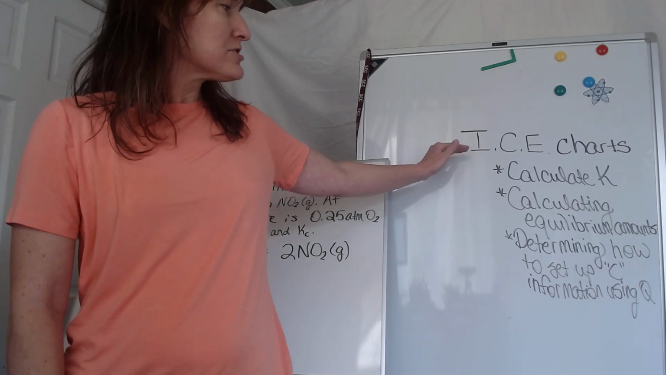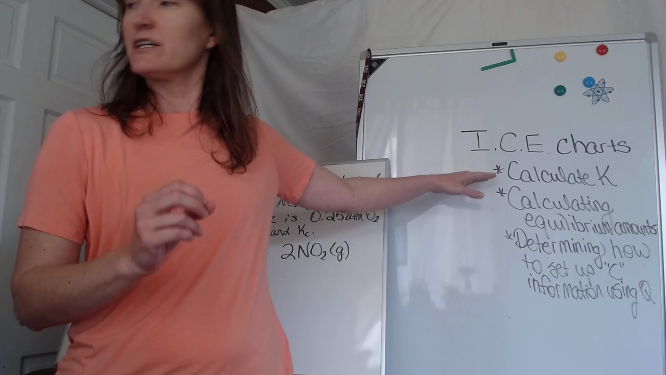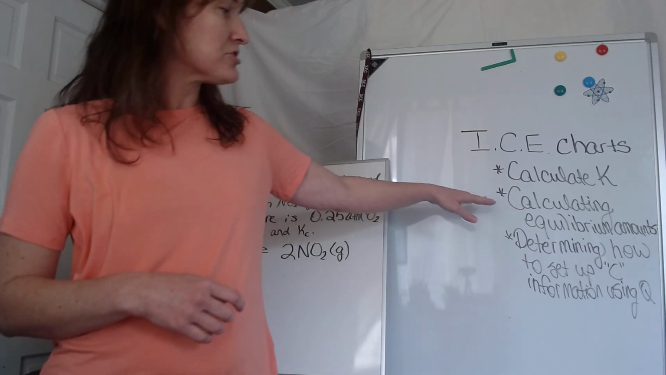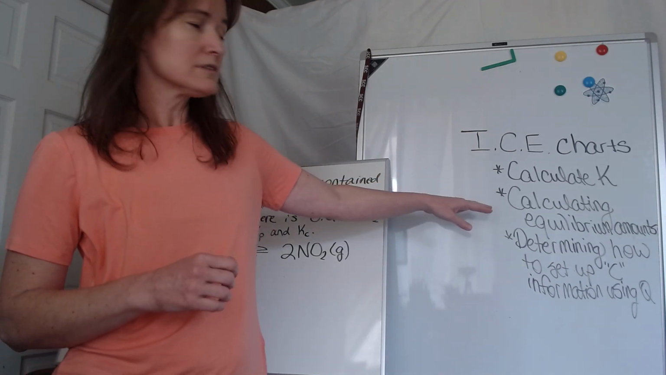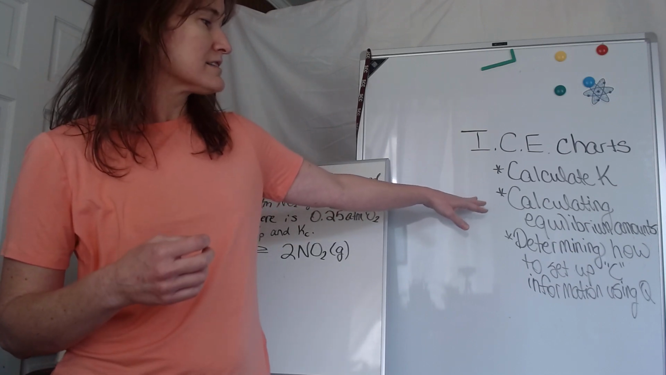We're going to use ice charts to calculate K, which is a little bit of a review from our Lecture 2 from last week. We're also going to be using an ice chart to calculate the equilibrium amount of all of the chemicals that are present given a specific equilibrium constant.